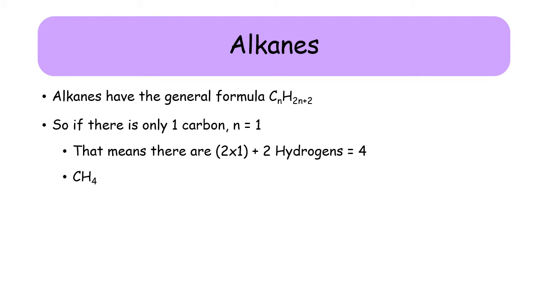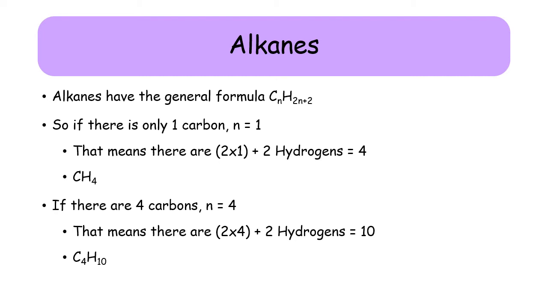So if there's 1 carbon atom, n equals 1. 2 times 1 is 2, plus 2 equals 4. So the formula of an alkane with 1 carbon would be CH4. For a more difficult example, if there are 4 carbons, that tells you that n equals 4. To work out the number of hydrogens, 2 times 4 is 8, plus 2 gives us 10. So the formula would be C4H10.